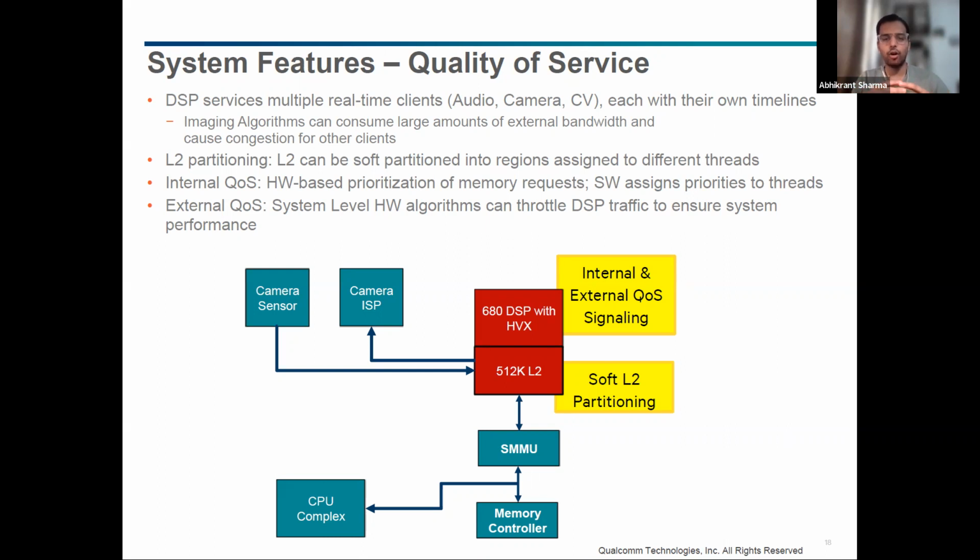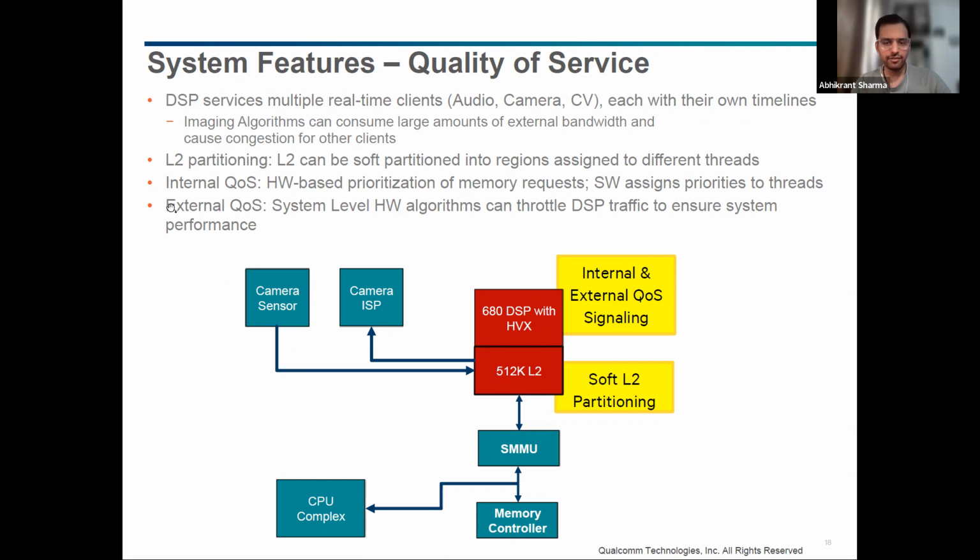So let's say if all 4 threads were working properly, then the L2 cache will be divided into 4 equal parts, and each part will be used by each thread. But let's say this second thread is stalled because it is waiting on data to arrive from the memory. Then the L2 gets soft partitioned into 3 parts automatically, and thus it allows a bigger chunk of the cache to be available to the hardware threads. So that's the L2 partitioning that we discussed.